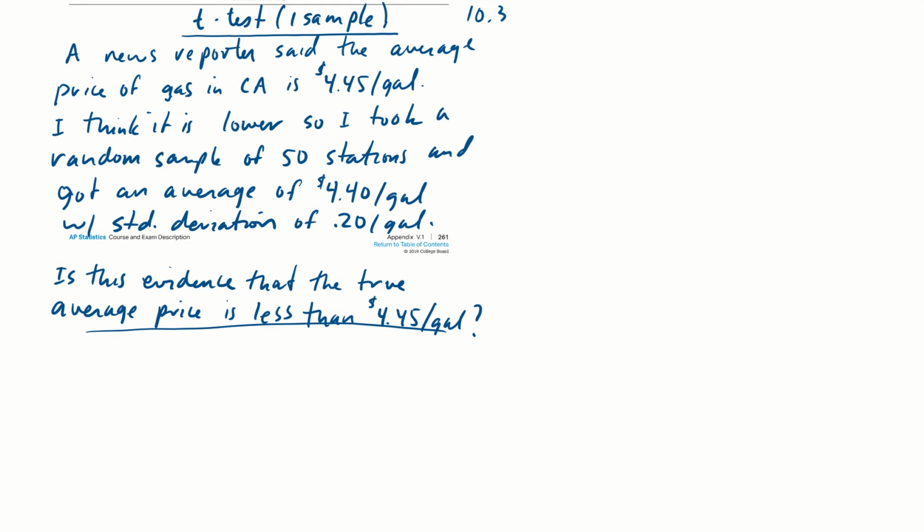So what am I going to do? I'm going to take a sample. And the question is, well, I took a sample and I got $4.40. So the question is, could the average be $4.45 a gallon and I just happened to get 50 stations whose average is $4.40? Or is that evidence that no, the real average isn't $4.45, it's less, it's like $4.42, $4.43, something like that?